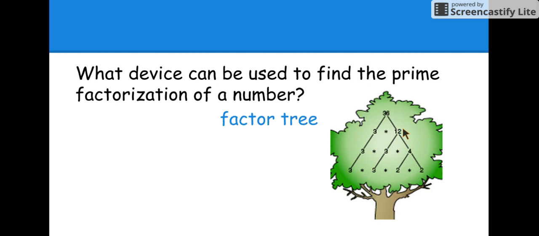A factor tree looks like an upside down tree with the root, the original number, at the top, and the leaves, the factors, beneath it. So here they go down.